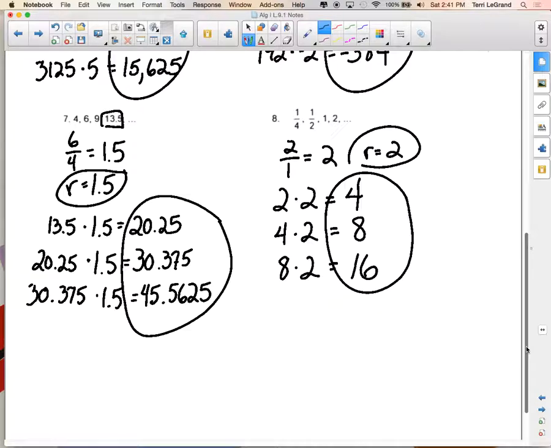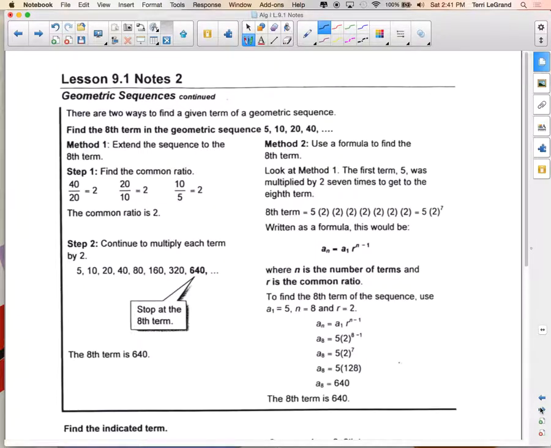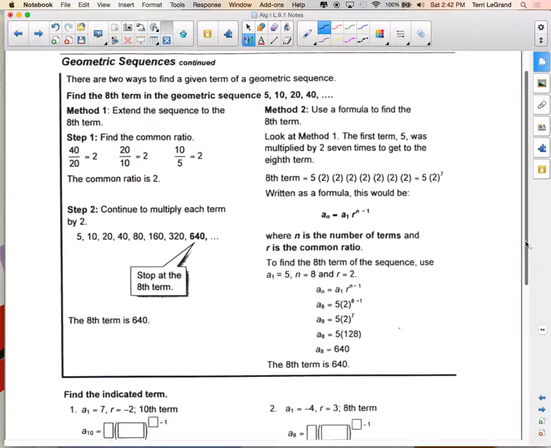Okay, and last but not least, let's go to our last side here in our notes. I call it notes 2, but we're going to do it today. There are 2 ways to find a given term of a geometric sequence. So this is our second learning goal up there. I can find the nth term of a geometric sequence. So here they're saying find the 8th term. Right here they're talking about finding the 8th term of that geometric sequence.